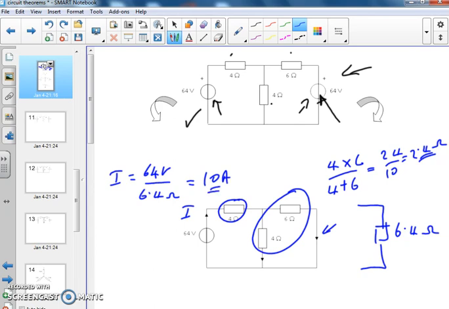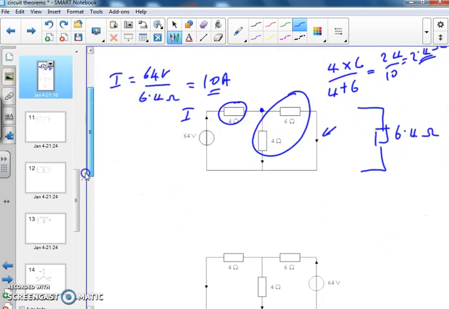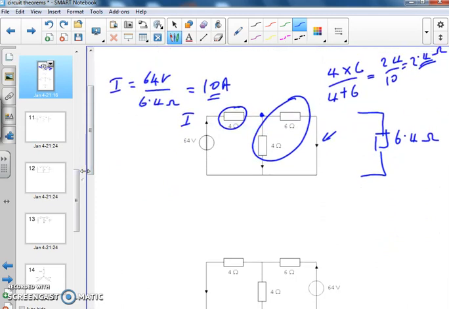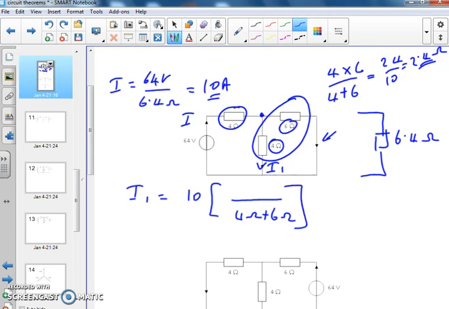I have 10 amps that's flowing towards this junction just here. At the junction, 10 amps splits between the 6 ohm and 4 ohm, so we're going to need to share the current. Let's look at the current down here, and we'll call that I1. I1 is going to be the incoming current, 10 amps, multiplied by a fraction. The bottom of the fraction is the 4 ohm and the 6 ohm. The top of the fraction, if I want to find the current in the 4 ohm resistor, I have to put the opposite value, the 6 ohm, on top. So it's 10 amps times 6 over 10, 0.6, which is 6 amps.